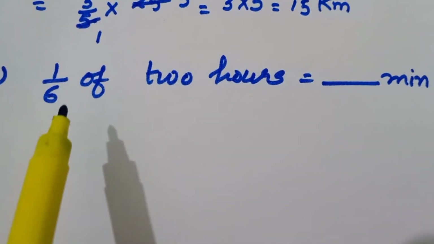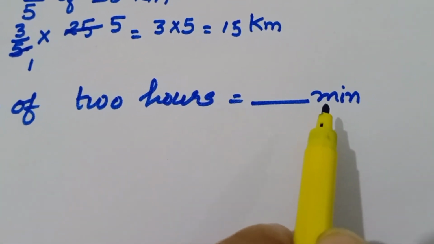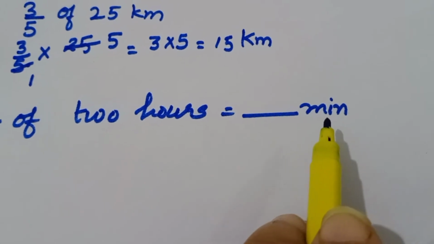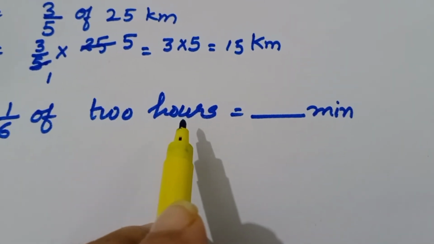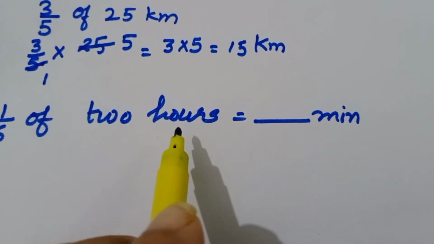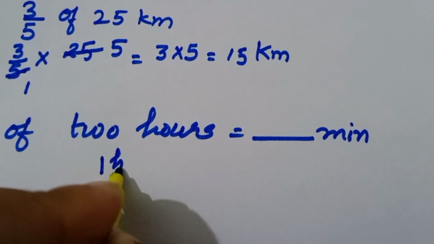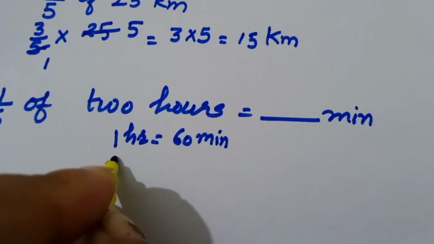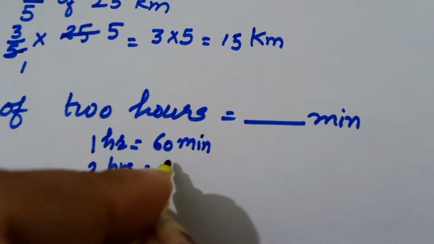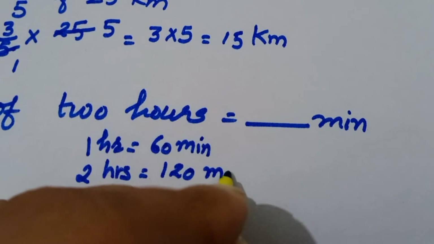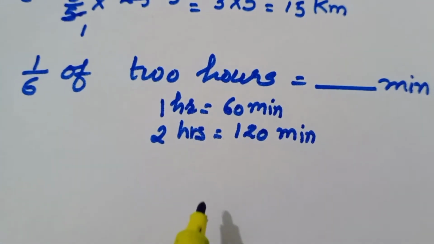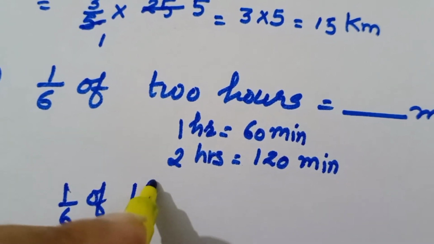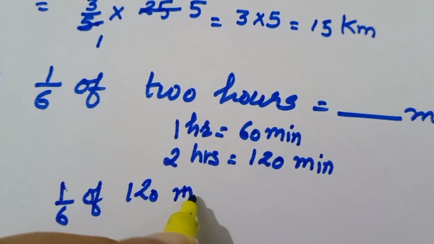The next part is 1 by 6 of 2 hours into dash minutes. Okay, so here the time is in hours and we need time in minutes. So first we will change this hours into minutes. So in 1 hour we have 60 minutes. So in 2 hours, how many minutes will be there? 120 minutes. So here 1 by 6 of 120 minutes.